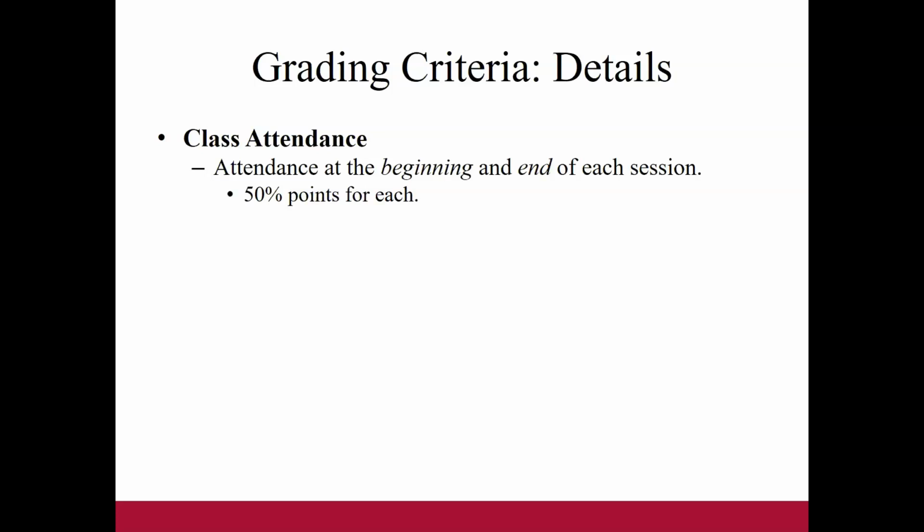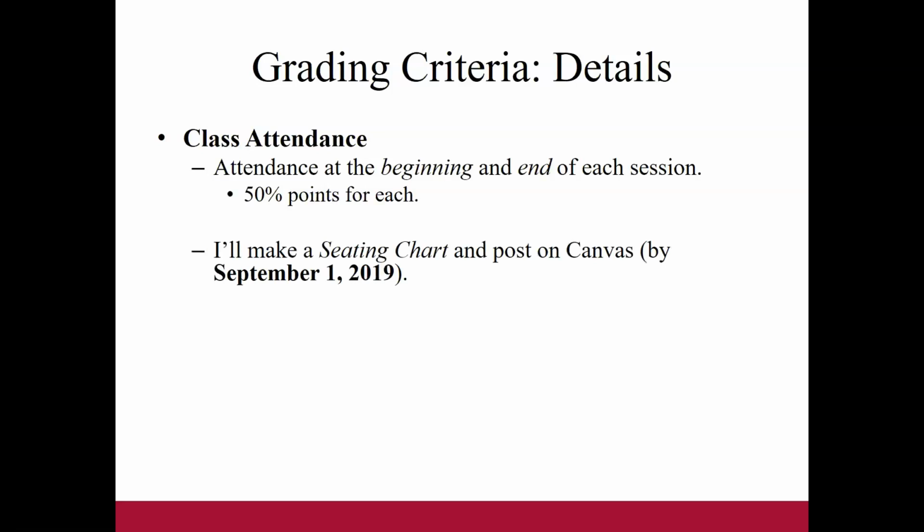There will be a seating chart which will be available to you on Canvas by the end of the first week of classes. So it should be on Canvas by September 1. And I expect you to sit according to the seating chart. Each table here has 2 chairs to it. Bottom line is, when you look at the seating chart, just know who your neighbors are. And you don't want to be sitting in someone else's seat, because that could work against you. So I'll make a seating chart.